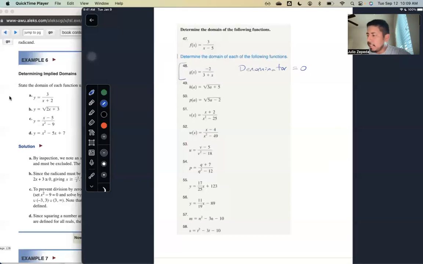Okay, so for problem number 48, we set the denominator equal to 0. We can solve this equation for x. x equals -3. And this is the value that we want to exclude from the set of real numbers.